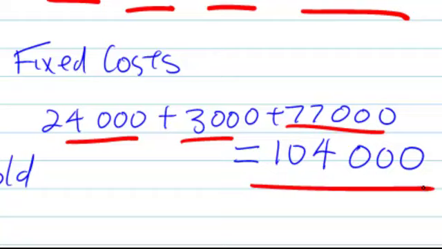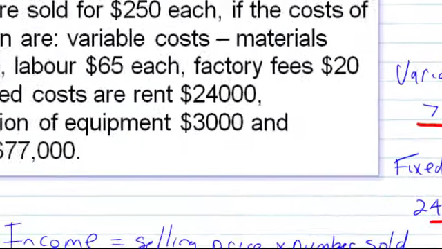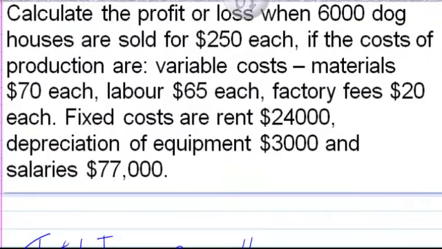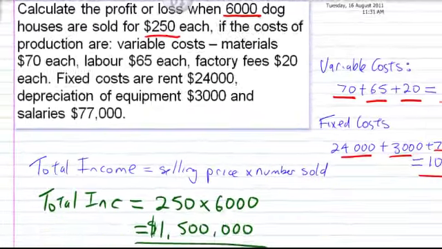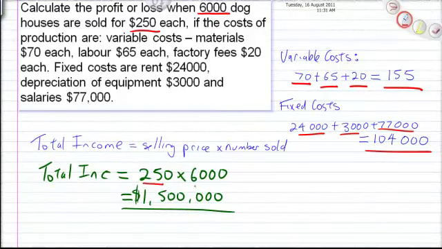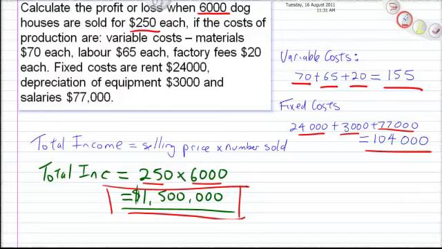But my variable costs are going to go up every time I make a new item, and they are $150 per doghouse. So my total income is going to be my selling price, which is $250, times the number of items that I sell. So I've got 250 times 6,000. That means that my income for those 6,000 is going to be 1.5 million. So now I'm hoping that my costs are going to be less than 1.5 million. Otherwise, I'm going to be making a loss.